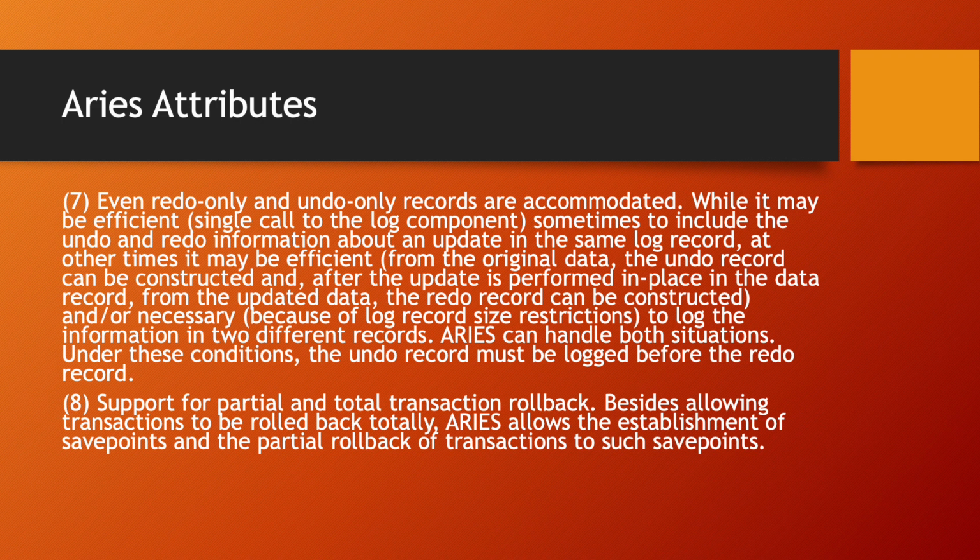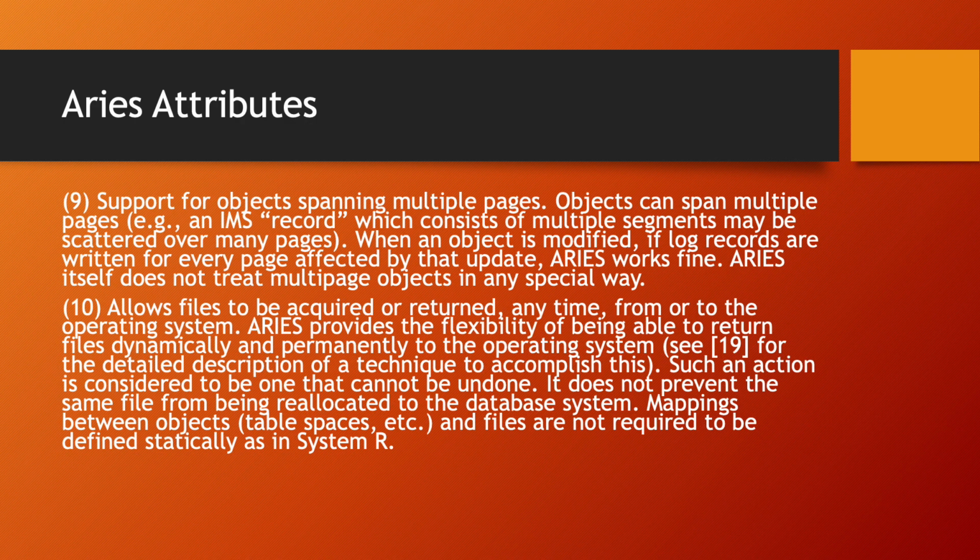Support for partial and total transaction rollback. Besides allowing transactions to be rolled back totally, ARIES allows the establishment of save points and partial rollback of transactions to such save points. Support for objects spanning multiple pages. An object can span multiple pages, which consist of multiple segments that may be scattered over many pages. When an object is modified, if log records are written for every page affected by that update, ARIES works fine. ARIES itself does not treat multi-page objects in any special way.